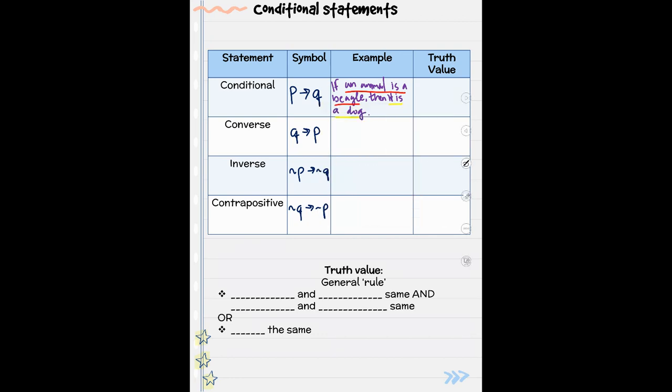All right, let's write our converse. So we're switching the two. So if it is a dog, then it is a beagle.